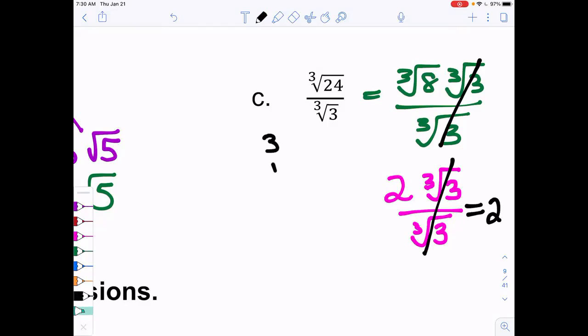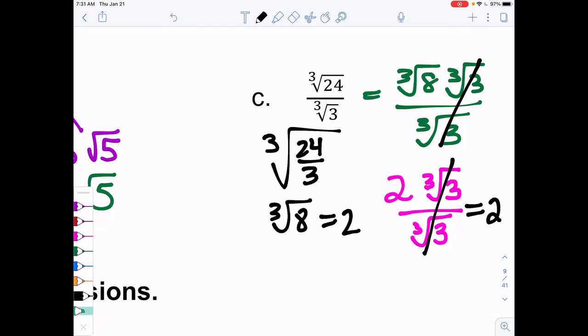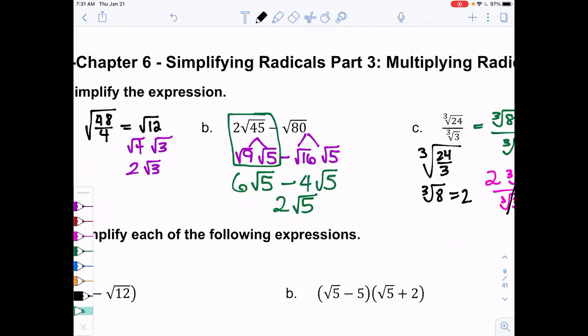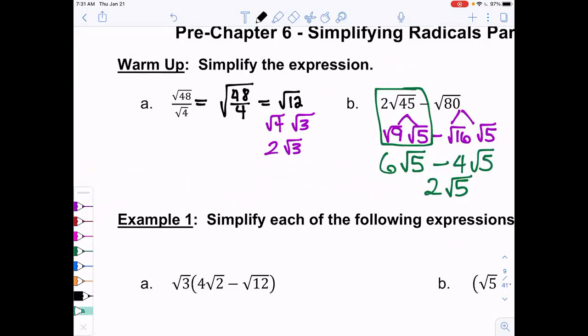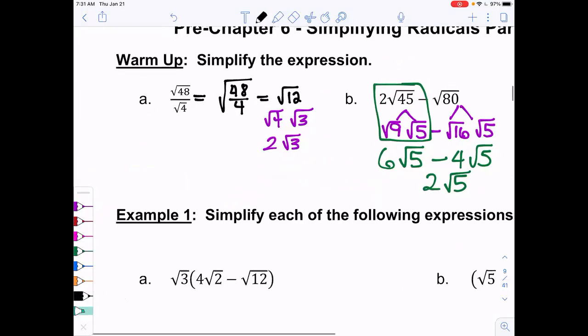The other way would be to pull it together. 24 divided by 3 is the cube root of 8, and then that 2 comes out. So in that case, you're taking the root 3 just out of the problem immediately instead of canceling it separately. But you get the same answer. We could have done part A very similar as well. So we could have just broken down the square root of 48 first, and then simplified from there. So multiple ways to do the problem.